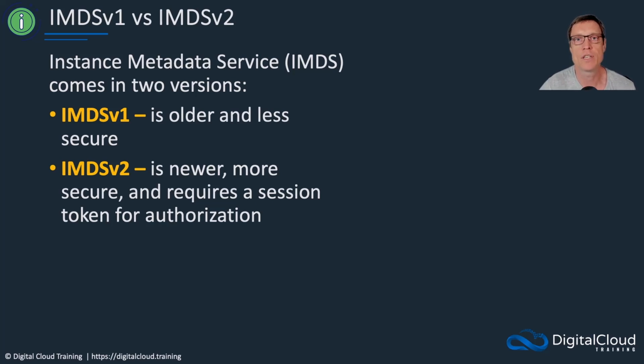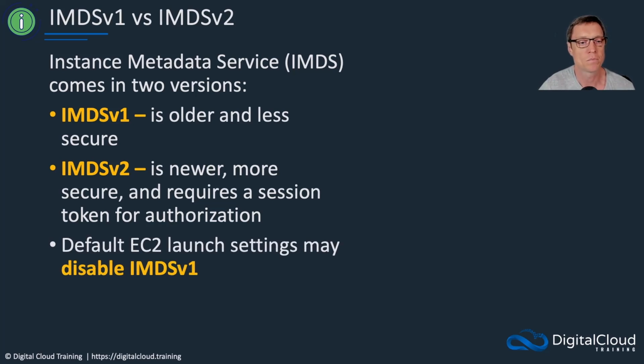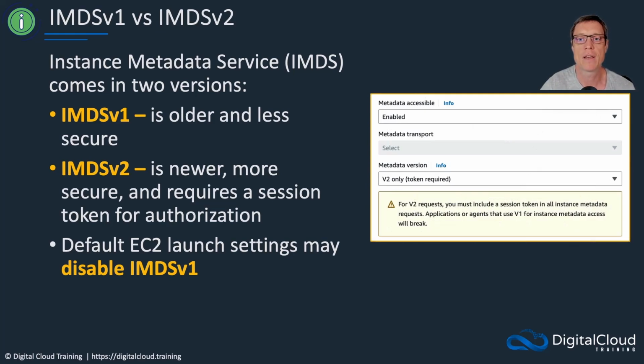Now, when you launch an EC2 instance, you can specify whether you want to enable V1 or only V2. The default with the latest AMI at the time of recording this video is that it defaults to V2, so you won't be able to run those curl commands. So the default launch settings may disable IMDS V1. It's not a bad thing, it's for security, so we do want to leave those defaults for most purposes. We just need to specify a token.